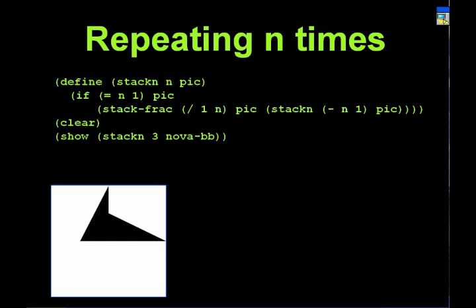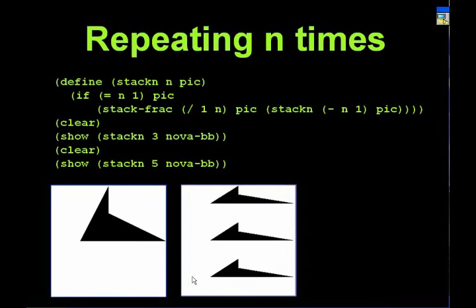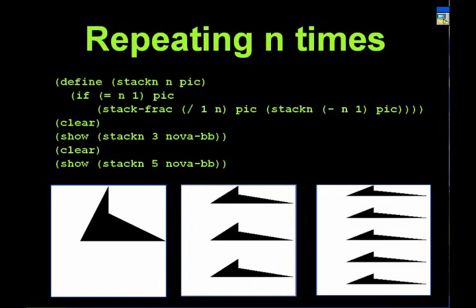So suppose you do show stack n 3 Nova BB, what do you get? You have this guy, this is Nova BB, yeah? You will have this thing, right? Suppose you do stack n 5, you will have 5 of them, nicely stacked together.